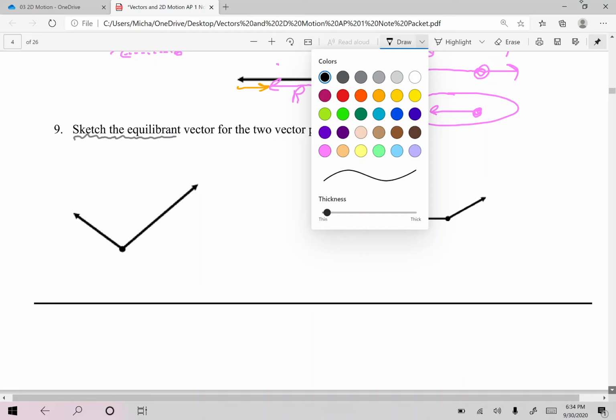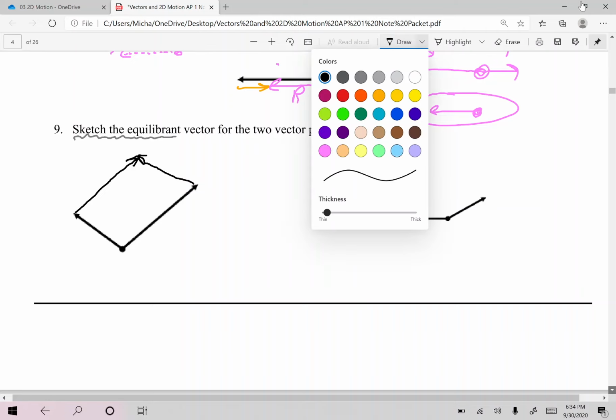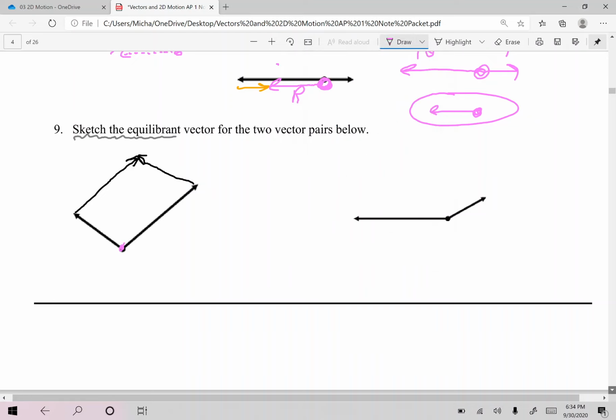I'm going to redraw one of the vectors. I'm a righty, so I'm finding these ones easier to do. Actually, I'm going to redraw both of them. Ugh, I tried. Okay, now I'm going to draw in the resultant, start to finish. That's my resultant.